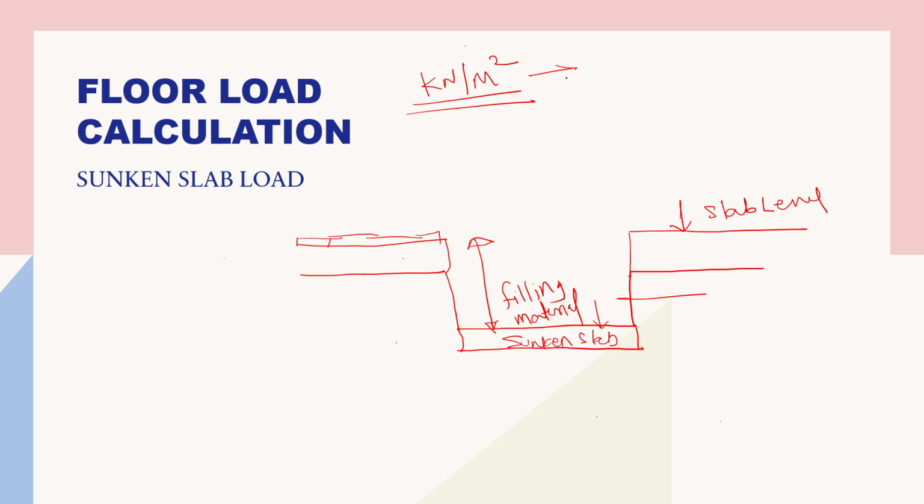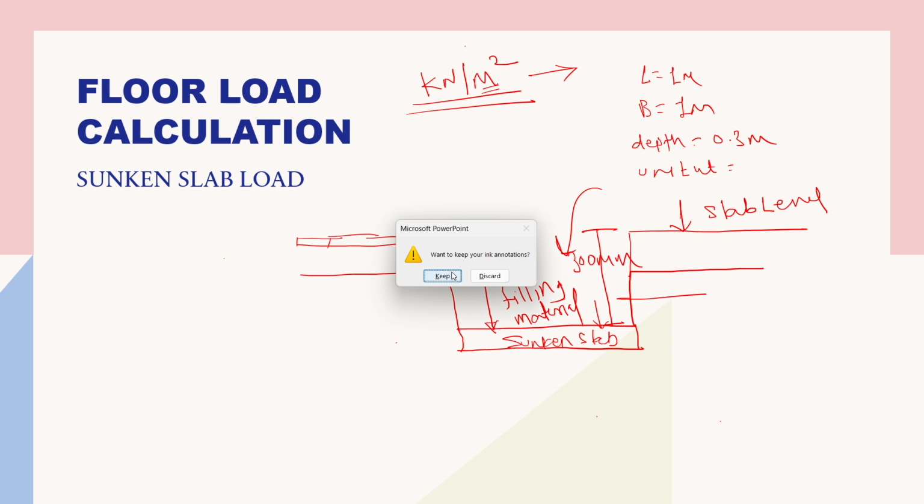First I will show you, as it is calculated per meter square, we keep length 1 and width 1. We are interested in the depth of the filler material. Suppose this depth is 300 mm, then the depth will be 0.3 meter. Now you will require the unit weight of the material that you are going to fill here. As I told you, cinder is the material that we use.